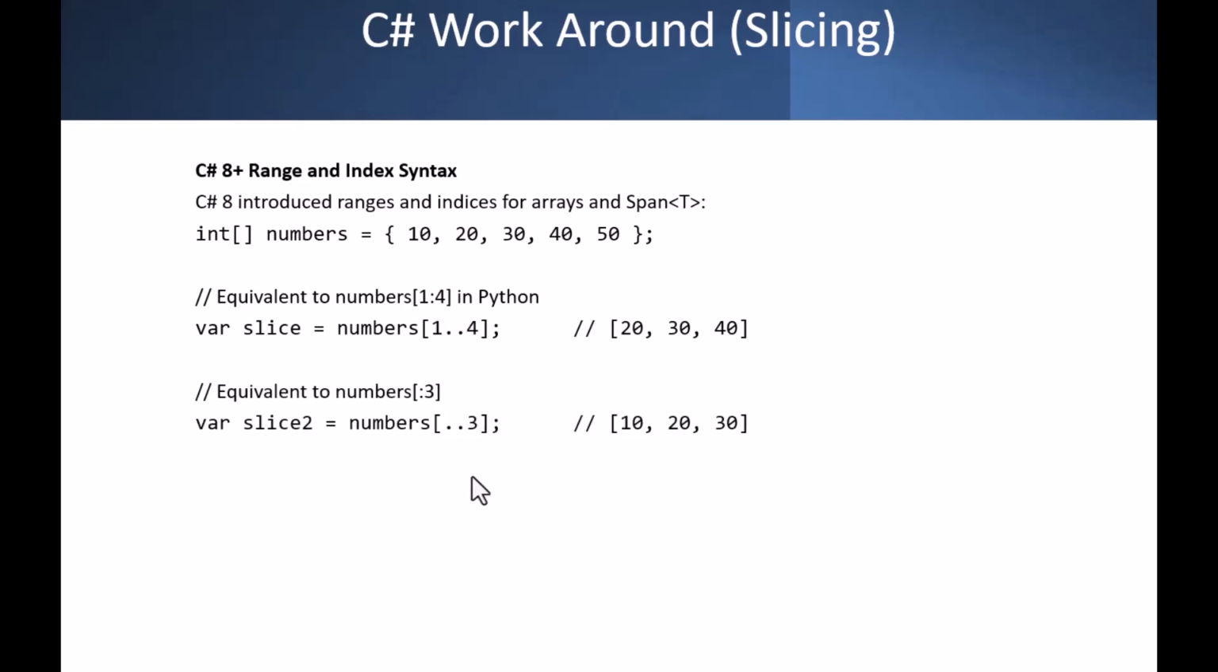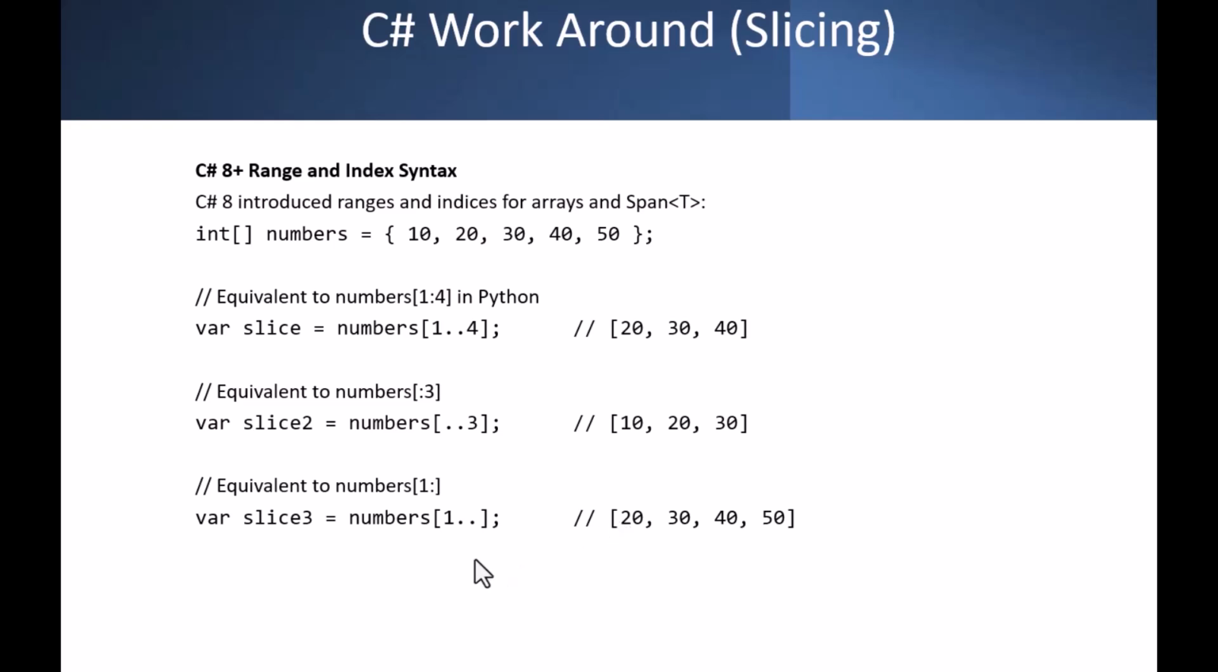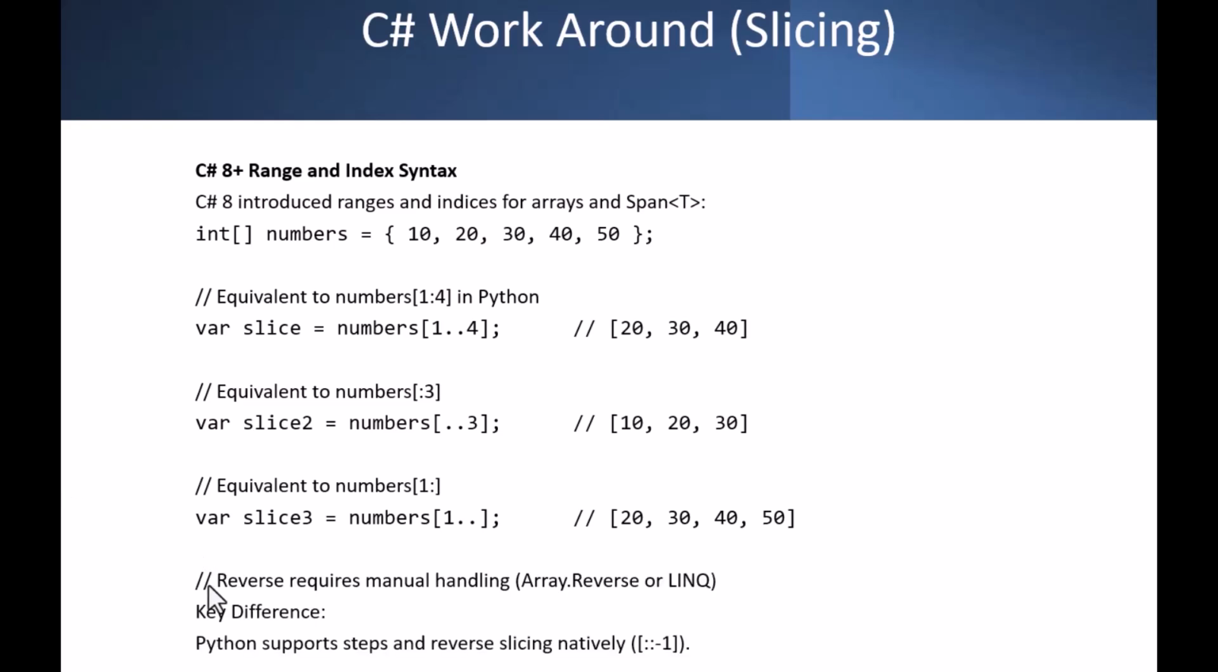And equivalent to numbers[:3] is numbers[..3]. And equivalent to numbers[1:], numbers[1..]. They do the same thing. However, for reverse, it requires manual handling, Array.Reverse or LINQ. So the key difference is Python supports steps and reverse slicing natively.